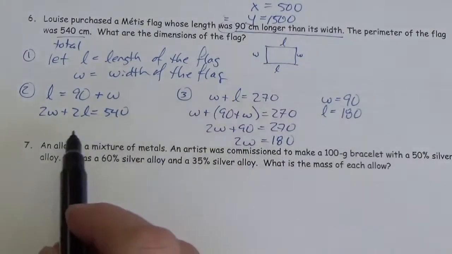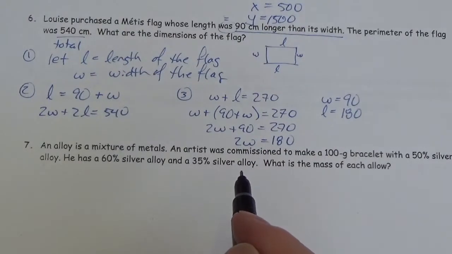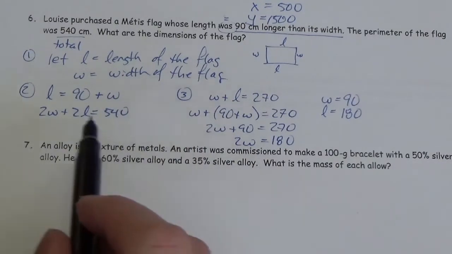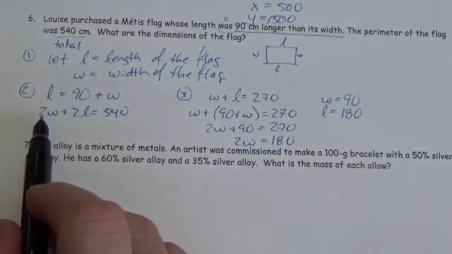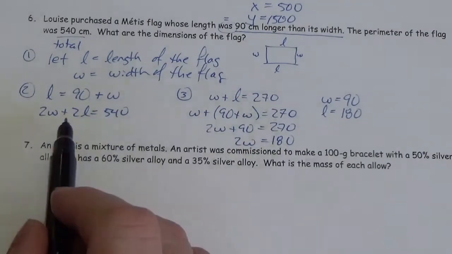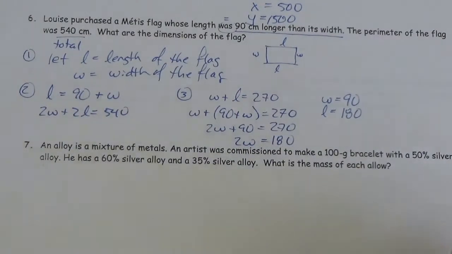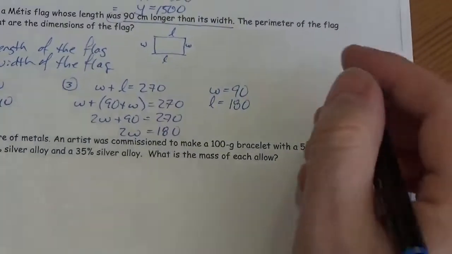Now, let's just double check. Did I do that right? If I put those all together into this second equation here, does that get me 540? When you think about it, 2 times 90 is 180, 2 times 180 is 360, and put those together, yeah, I'm going to get 540. So that works. Now we can answer the problem.